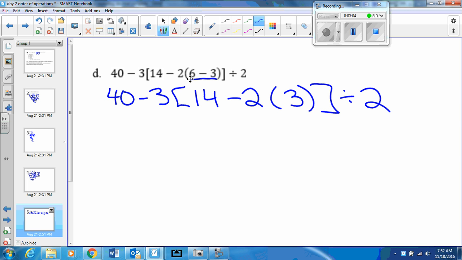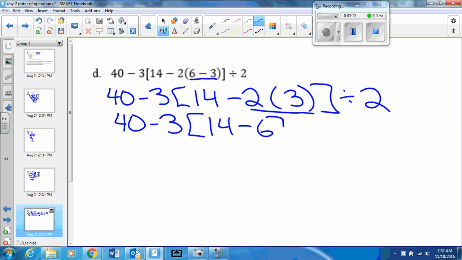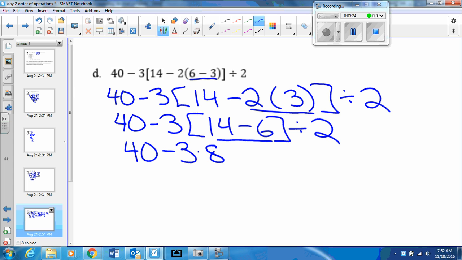Now in the bracket, I would do the multiplying. 2 times 3 becomes 6. Rewrite everything else the way it looks. Still going in the bracket, now I would do 14 minus 6, which becomes 8. So my expression is 40 minus 3 times 8 divided by 2.